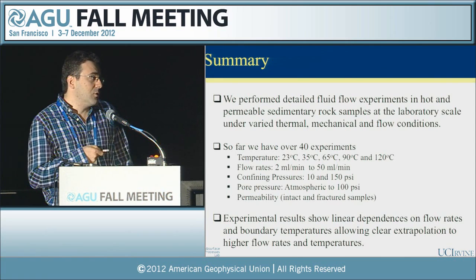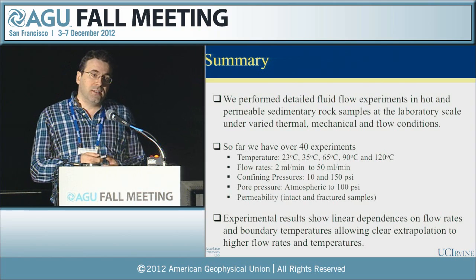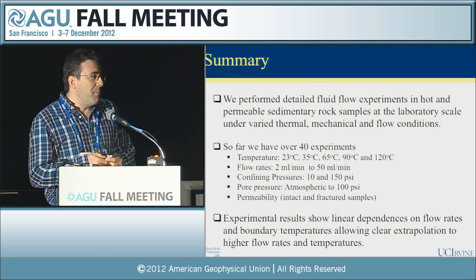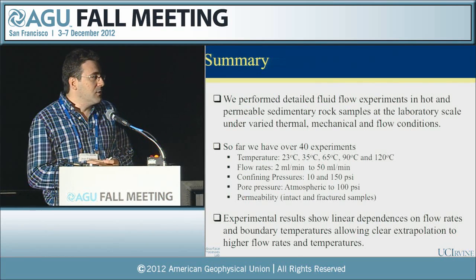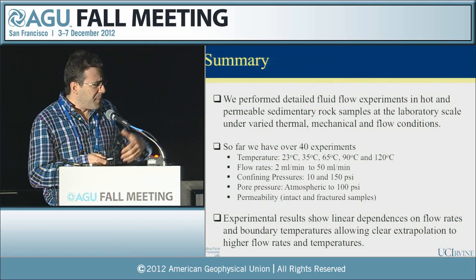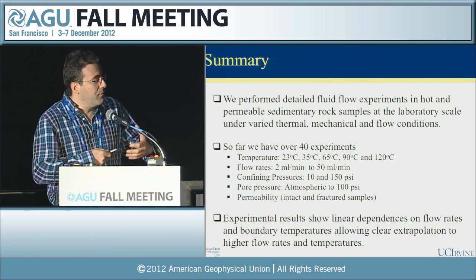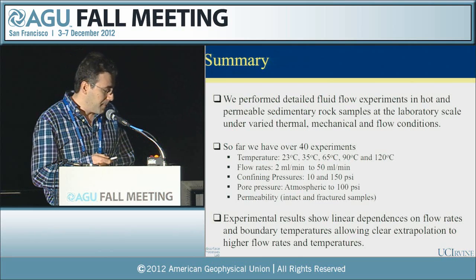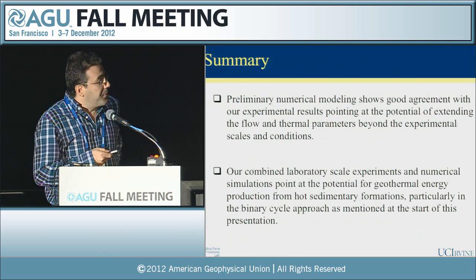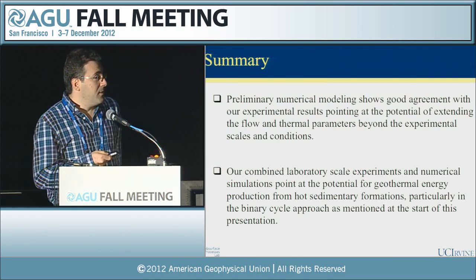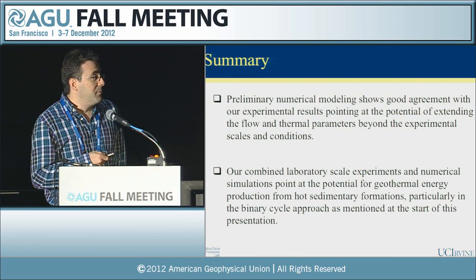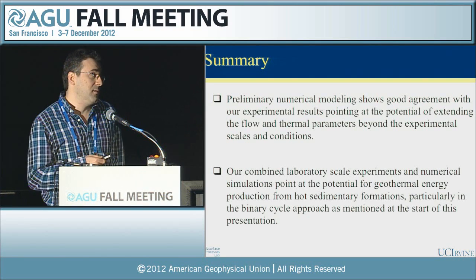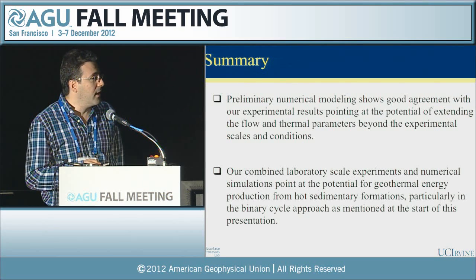These experimental results show clear dependencies on flow rate and boundary temperatures. So we could exploit those properties to go beyond our experimental conditions and have possibilities of getting values for higher temperature, for instance, and a larger range of flow rates. Preliminary numerical modeling shows good agreement with our experiments, and this points at the potential of extending our models beyond experimental scales and conditions, so basically going to the field scale.